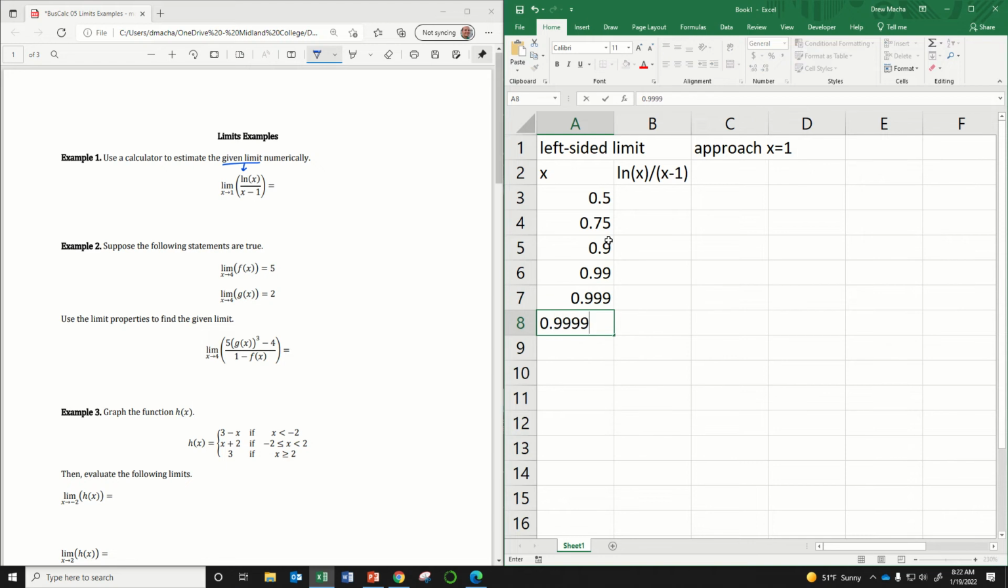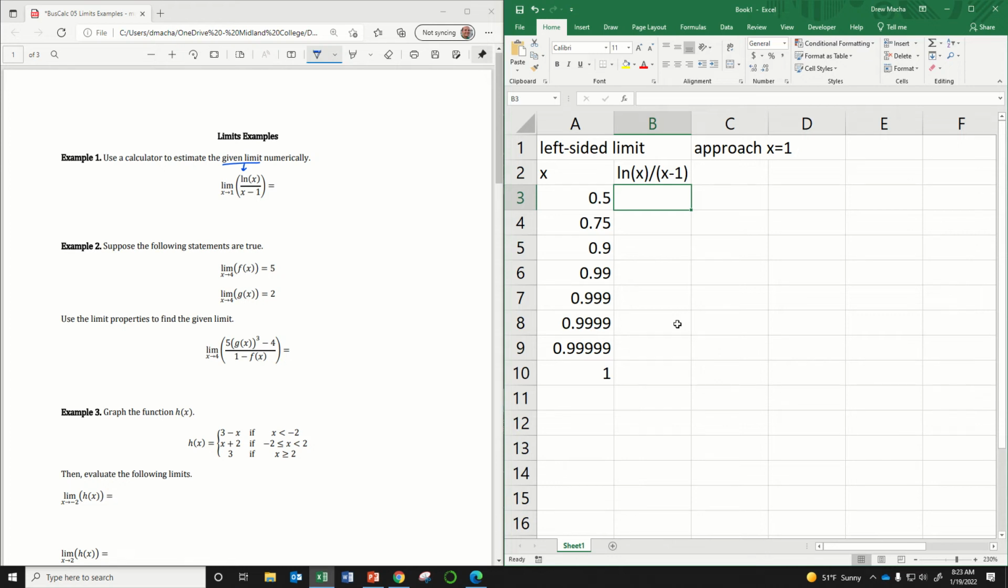And with each new row, I'm getting closer and closer to 1, approaching it from the left side. It doesn't really matter too much what numbers you choose here, but the idea is that we're just approaching it from the left side. And if you don't have much practice with Microsoft Excel, I really highly recommend it, especially with this being a calculus for business class. Because if you work any sort of business job, Microsoft Excel skills are very highly valuable.